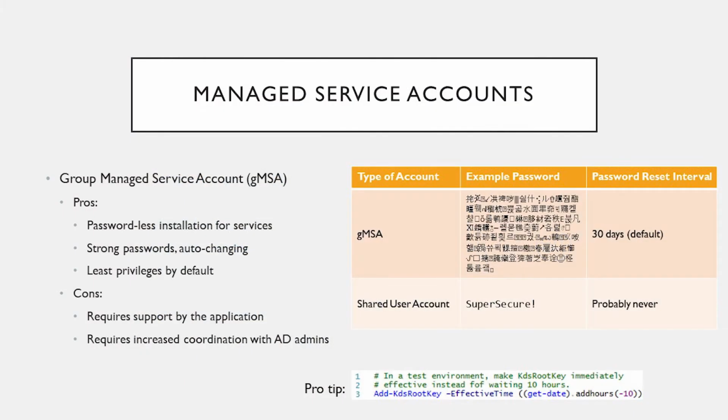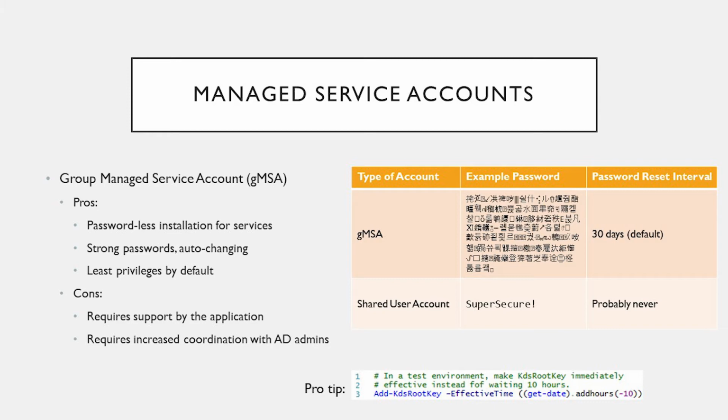One of the core principles of hardening is least privilege. Usually in Windows, that's done using a service account for your applications. But traditionally, those service accounts will be in the form of shared user accounts. But we would really recommend using group managed service accounts instead of that, because there are a number of benefits they provide. They let you perform passwordless installation for your services. They use strong passwords behind the scenes that change automatically. And they have least privileges on your network by default.